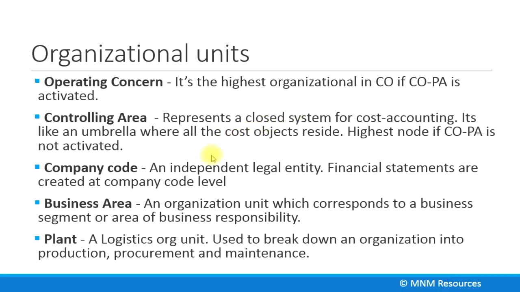But remember that you can only allocate the costs within the controlling area. That's why I say it's like an umbrella where all the cost objects reside, and you can allocate the costs within those cost objects, that is between cost centers to cost centers, internal orders to internal orders, or internal orders to cost centers, and so on. All those allocations of costs have to happen within the same controlling area.